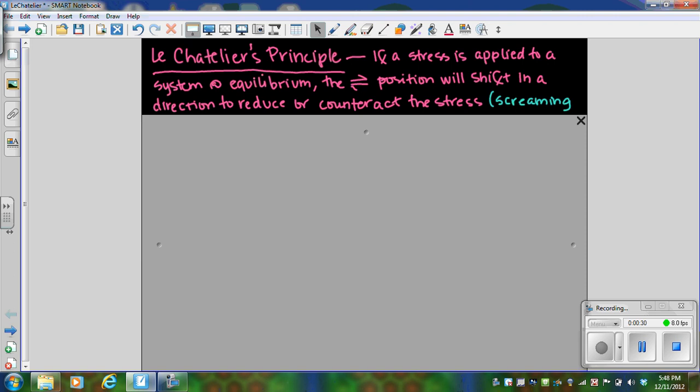Your book talks about it a different way. It actually talks about different kinds of stress, which we'll get to in a minute. But it talks about how if a system at equilibrium is disturbed, the system will shift its equilibrium position so as to counteract the effect of the disturbance.